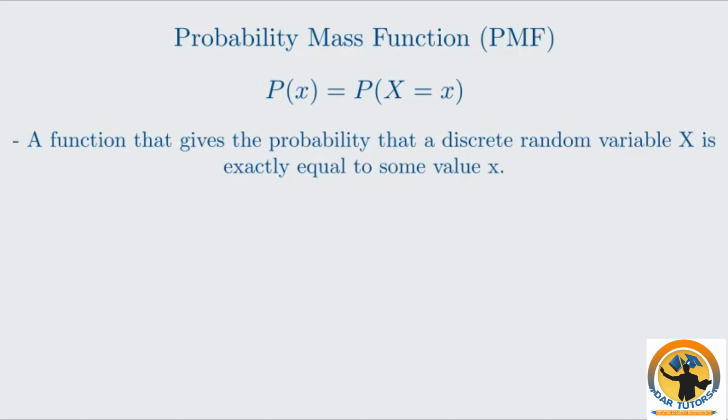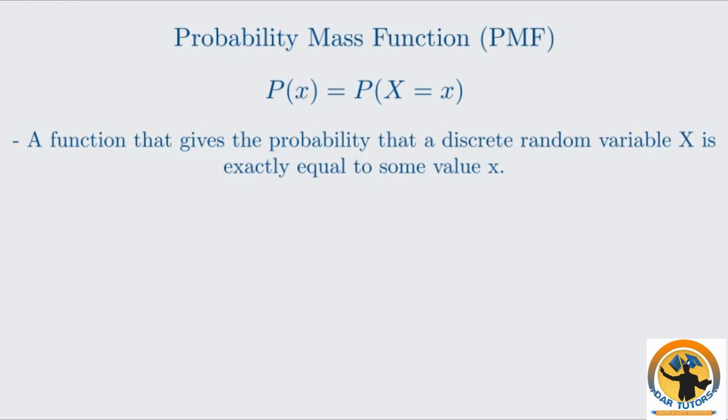Beyond just listing probabilities, we can also define them using a probability mass function, or PMF. A probability mass function is a function, often written as p(x) or P(X = x), that describes the probability distribution of a discrete random variable. The input, x, is one of the possible values the random variable can take, and the output, p(x), is the probability that the random variable X takes on that specific value.